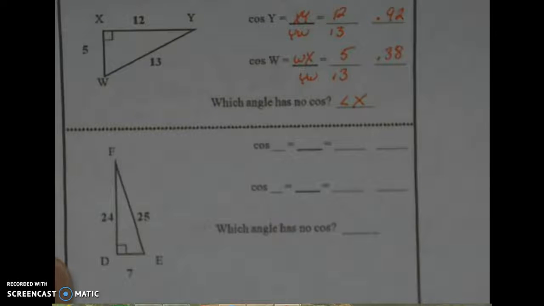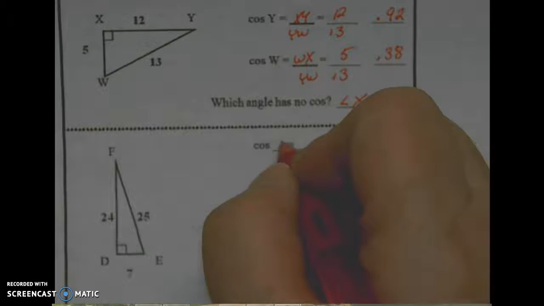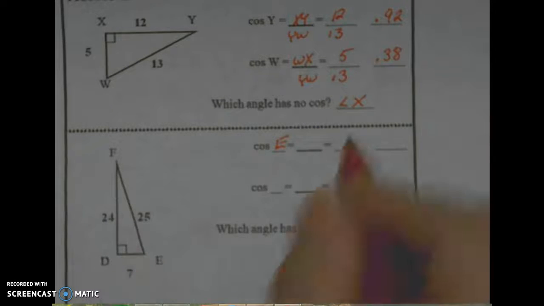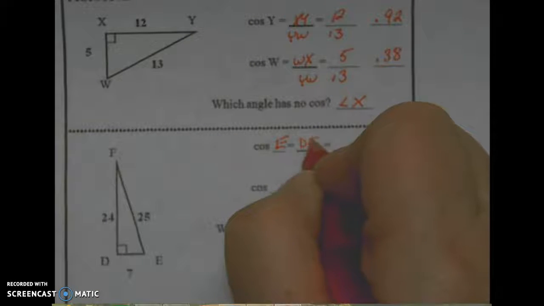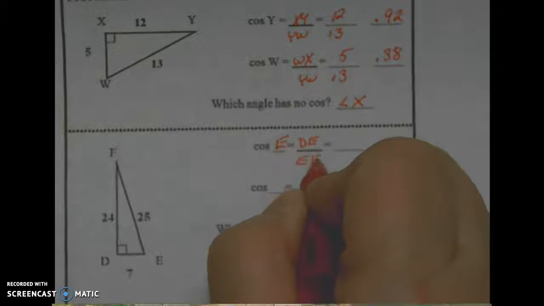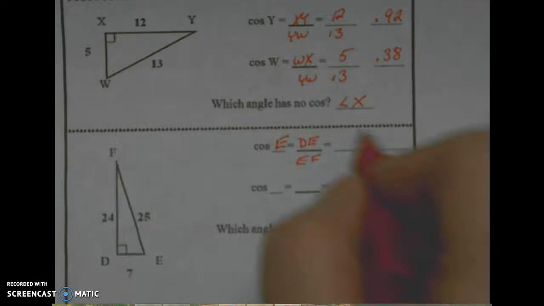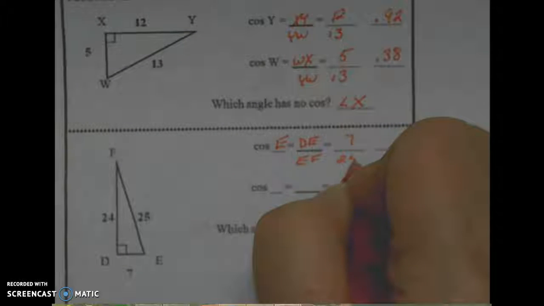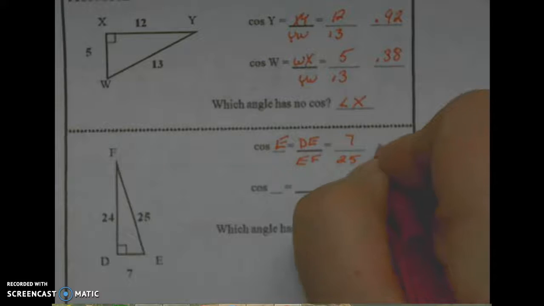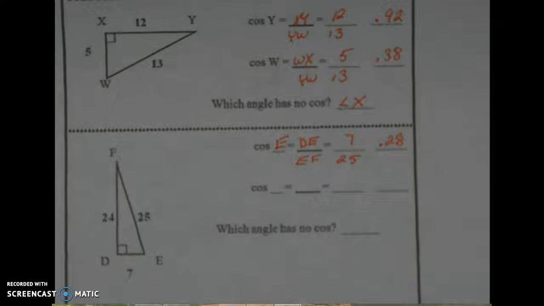If I look at the last triangle in the cosine section, I have triangle DEF. So if I want to get the cosine of angle E, I want the side adjacent, which is DE, over the hypotenuse, which is EF. The length of DE is 7, the hypotenuse is 25, and so that fraction 7/25 is my cosine. If I express that as a decimal, I get 0.28.